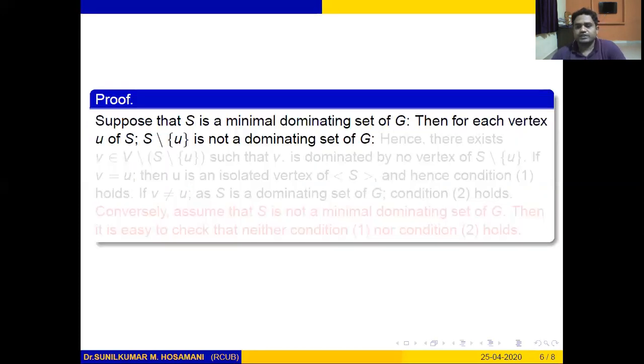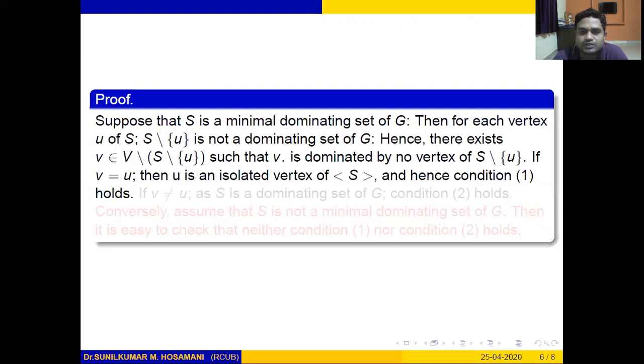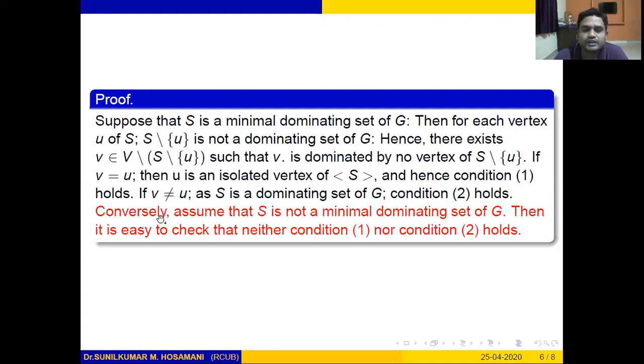And the proof is very simple. Since it's a characterization theorem, we have two parts: an if and only if condition. In the if part, first we assume that S is a minimal dominating set, and then we prove that S satisfies either of the conditions. The second part we prove by contradiction. That is, we assume that S is not a minimal dominating set, which means S does not satisfy conditions 1 or 2. This is the proof of the theorem.